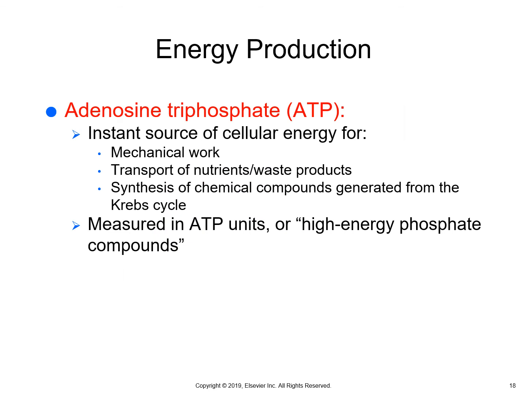ATP is also known as adenosine triphosphate. It is the instant source of energy for the body. It allows us to do mechanical work. It allows our body to transport nutrients and waste products. It is important for the synthesis of compounds that are generated from the Krebs cycle, which is carbon dioxide, water, and energy. It is measured in units called ATP units, and it's the high energy phosphate compounds that we get from this process.